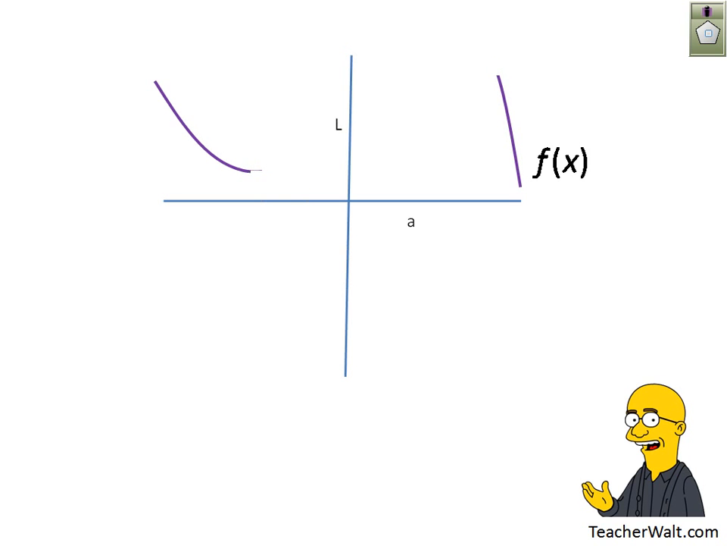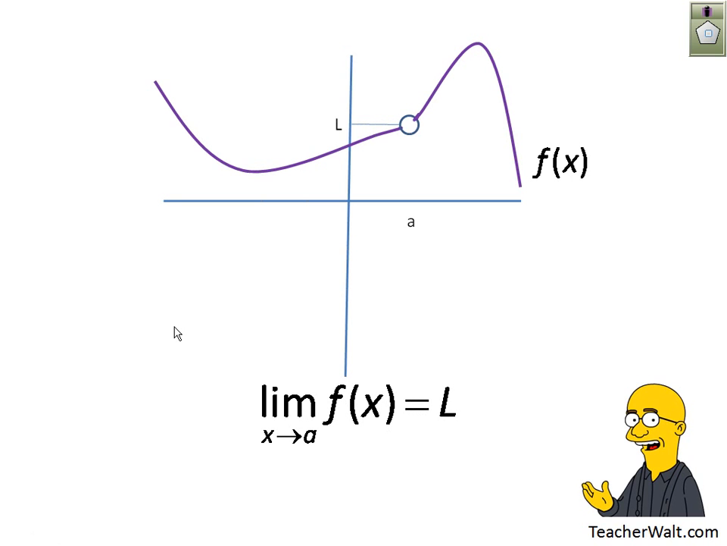Here we have approaching from the left and right, and now we have an open circle there indicating that the function does not exist there. However, even though the function doesn't exist, we still can see that as we approach from the left and as we approach from the right, our intended destination is L. We're still approaching the same height.